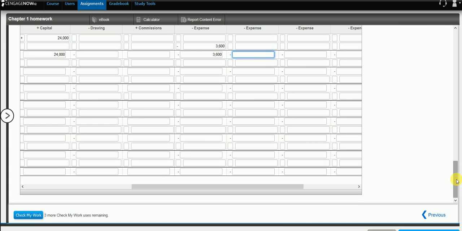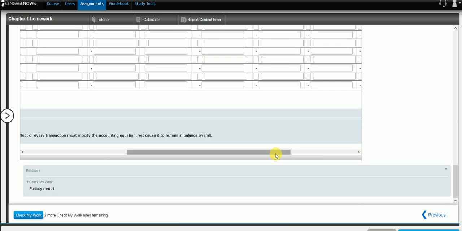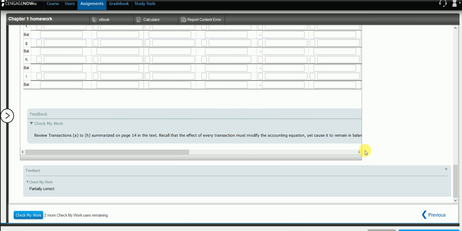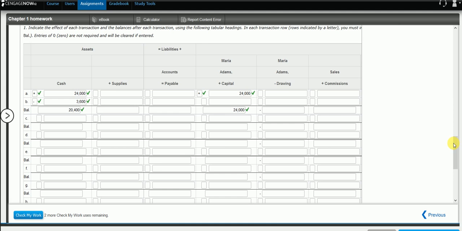And that's it. I'm going to check my work, make sure I got this part of it right, A and B, and the balance. Check my work. And we got it right. So the green check marks show you that you're doing it correctly up to that point. And I'm going to scroll back over, make sure I've got green check marks everywhere else. And there we go. And you just rinse and repeat that all the way down.